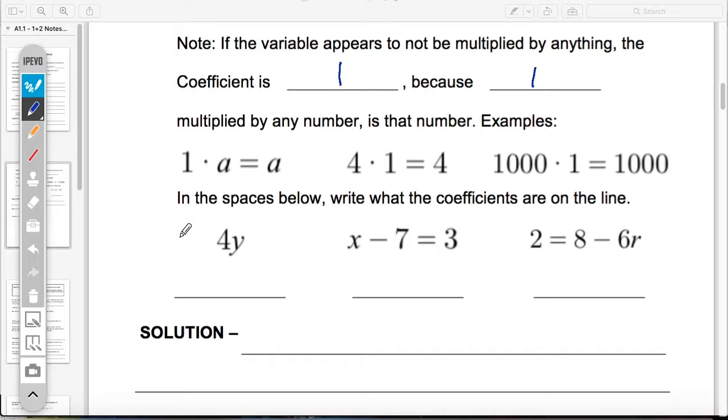So, in these spaces below, write what the coefficients are on the line. Here we have 4 times y, so the coefficient is 4. We have x minus 7 equals 3. If we look at our variable, it doesn't appear to be multiplied by anything, so our coefficient is 1. Now in this example, we have 2 equals 8 minus 6r. Here we have our variable, and it is being multiplied by a negative 6.